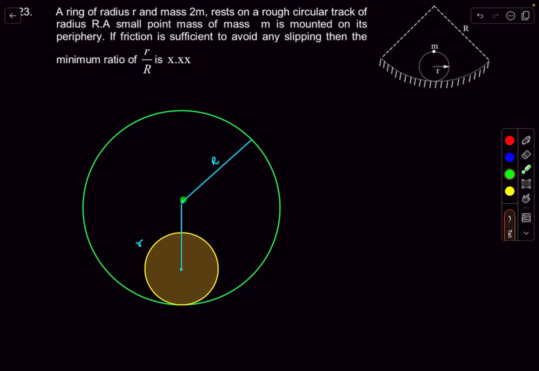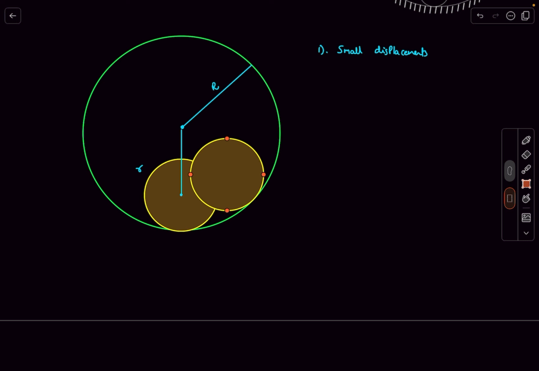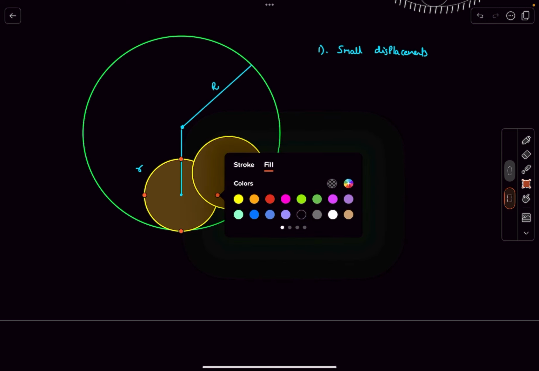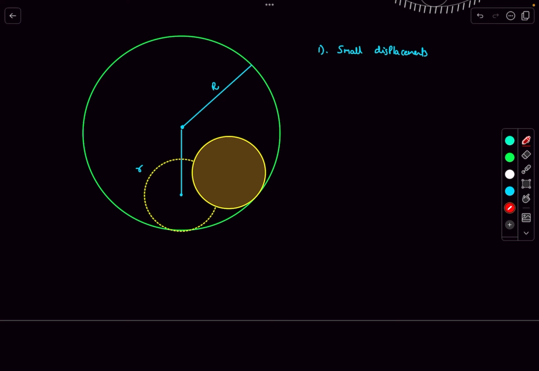So this is a diagram of the situation, guys. The track radius is capital R and the radius of the small ring is small r. The first thing we need to note here is that we are only talking about small displacements from the mean position. Now let's say we displace the ring in the middle by some angle. I'm exaggerating the displacement to explain the question. Now I'm going to hide our original ring. Now let's mark a point on our ring. Initially, when it was at the mean position, I'm going to mark the top point of the ring with a red dot.